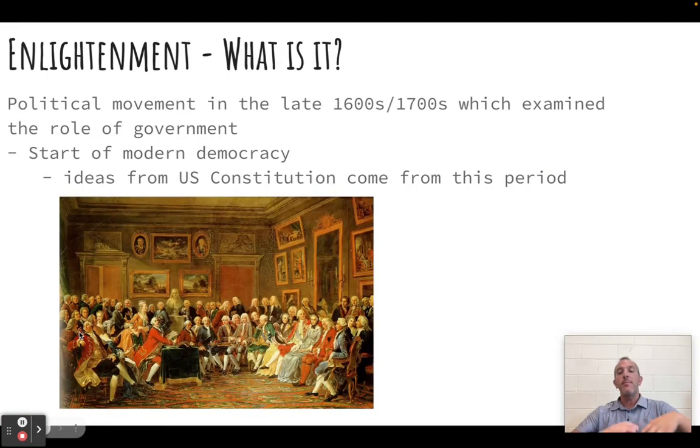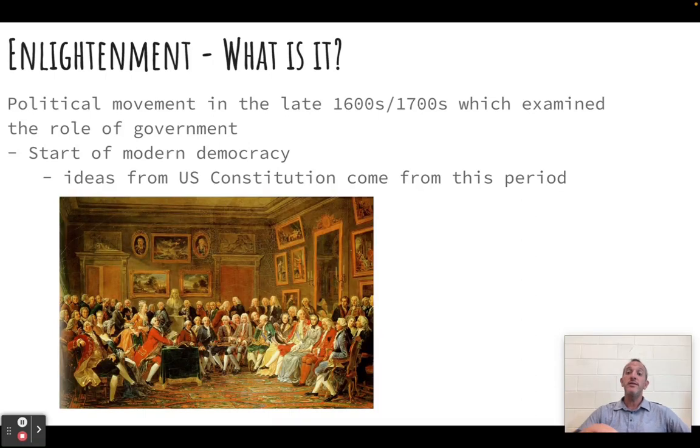Here's what we got. The Enlightenment is a political movement, and by political, I mean government structure or what governments can do over people. It starts in the late 1600s and goes really through the 1700s. It's going to look at what the role of government is. By role of government, I mean, again, up to this point, most governments, like we talked about in Unit 1, Part 1, are absolute monarchies, and people are going to start questioning whether or not that is the best.